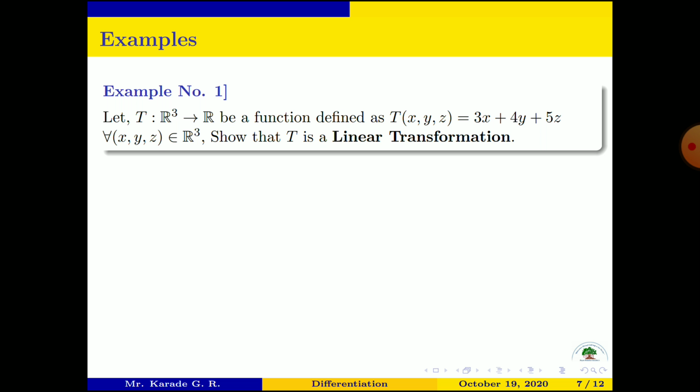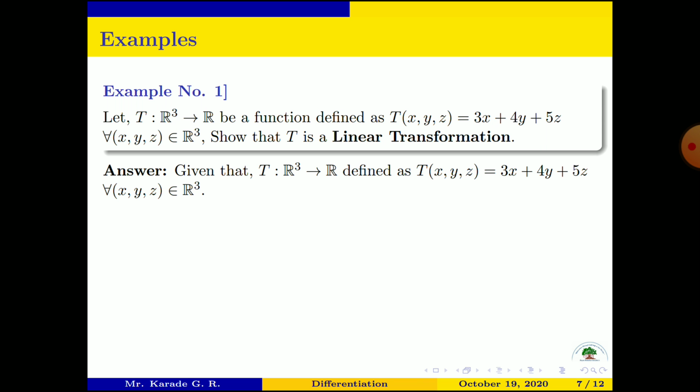T of x comma y comma z is equal to 3 times the first component plus 4 times the second component y plus 5 times the third component z. And it is true for all ordered triplets x comma y comma z belonging to R3. Okay, and we have to show that T is a linear transformation. To show that, we have to verify the two conditions in the definition of linear transformation. So let us write the solution of this problem.